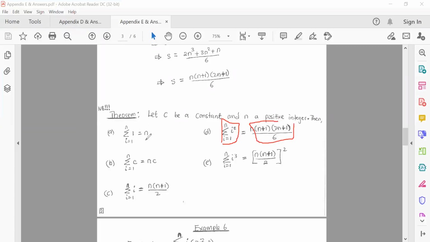So the sum of 1 is just n. The sum of c is just n times c. For I, we've already proven this. We just proved I squared. I didn't show you guys a proof for I cubed, but you can see that the sum of I cubed just looks like the square of this. This is this whole term squared. All right.